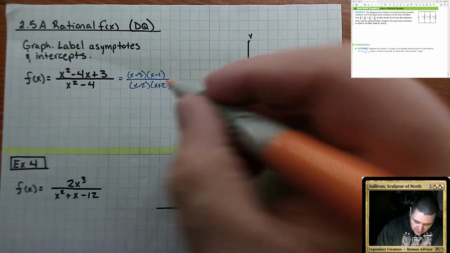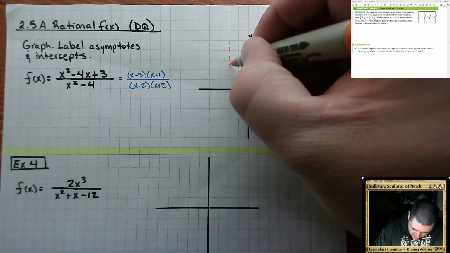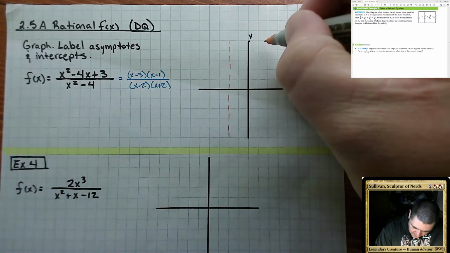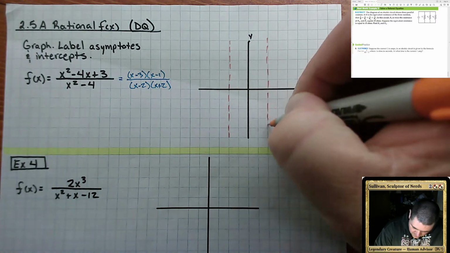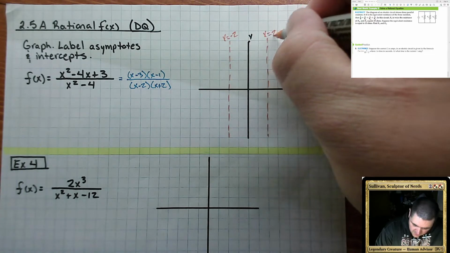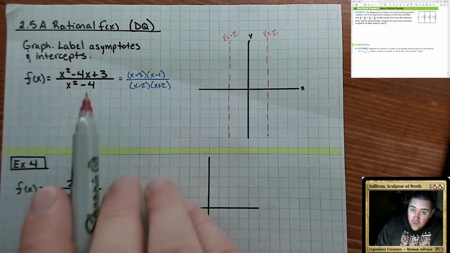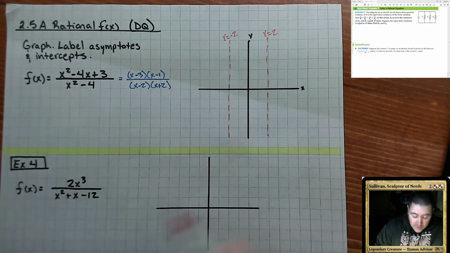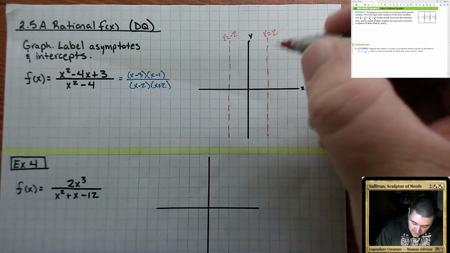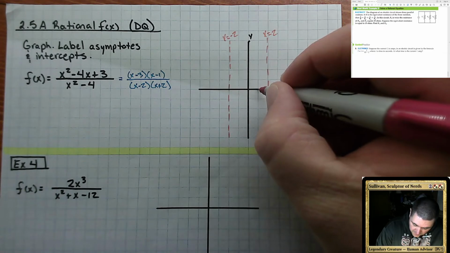The zeros of my denominator are going to give me vertical asymptotes. So at plus and minus 2, I label x equals negative 2, x equals 2. The zeros of my numerator are going to get me, not vertical, x-intercepts. So I'm going to have an x-intercept at positive 3 and an x-intercept at positive 1.